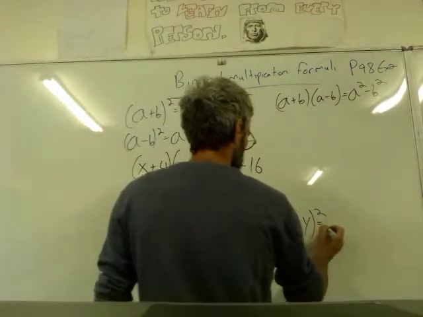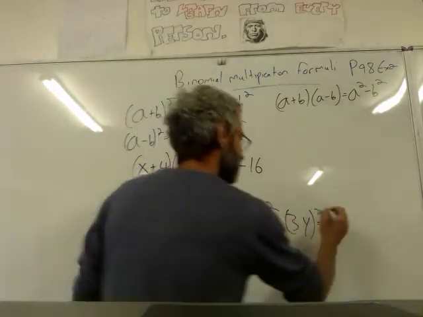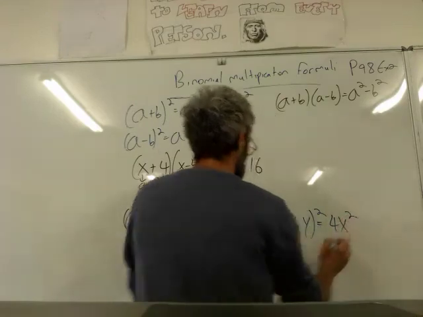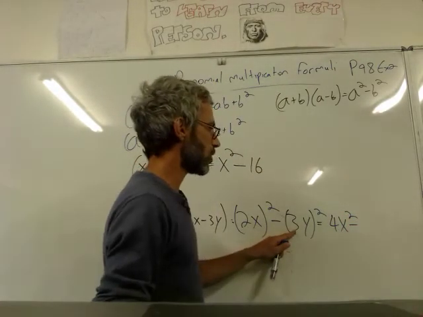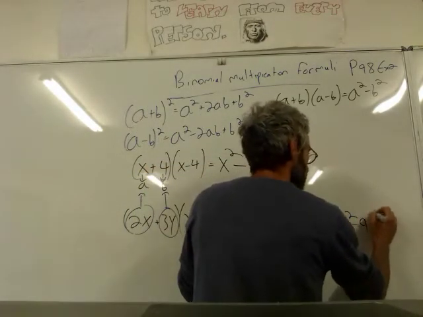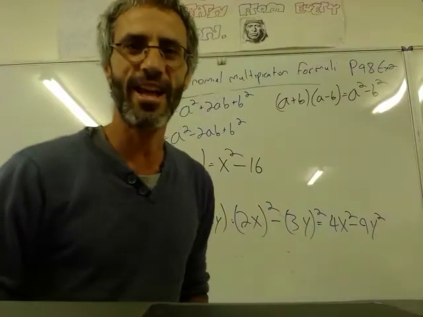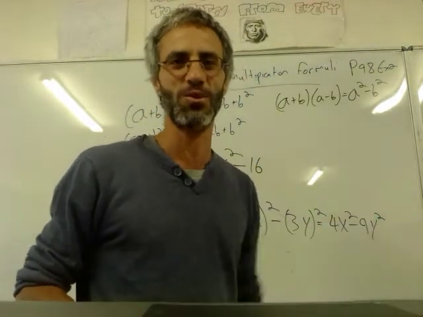Now we need to open. We're not finished yet. What is 2x squared? It wasn't 2x squared. It's 4x squared, right? We've got to square the 2 as well. Minus, what is the square of 3y? It's not 3y squared. It's minus 9y squared. And this is where we're done, because there's nothing else we can do. This is x squared. This is y squared.